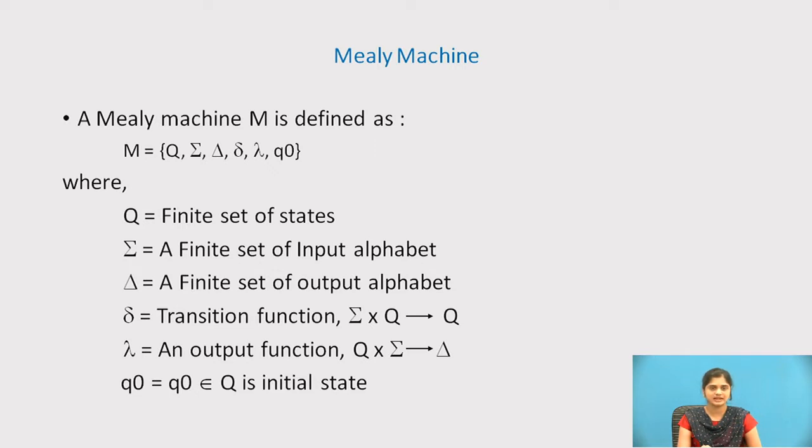A Mealy machine M is defined as a set of 6 elements where Q is the finite set of states in the machine, sigma is the finite set of input alphabet containing the symbols, then we have the finite set of output alphabet, delta, the transition function from sigma cross Q to Q, the set of states. Then we have lambda as the output function from Q cross sigma to the set of output alphabets, and q0 which belongs to the set of states, that is the initial state.